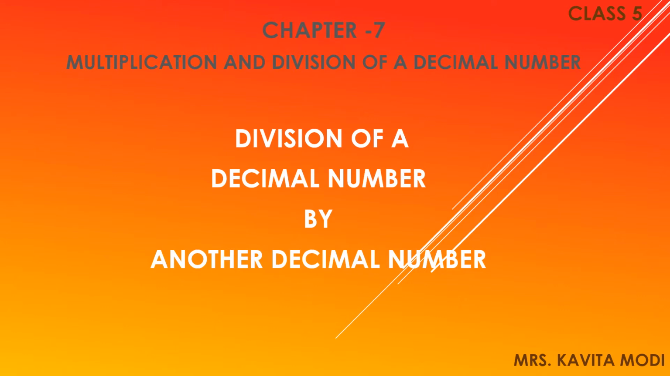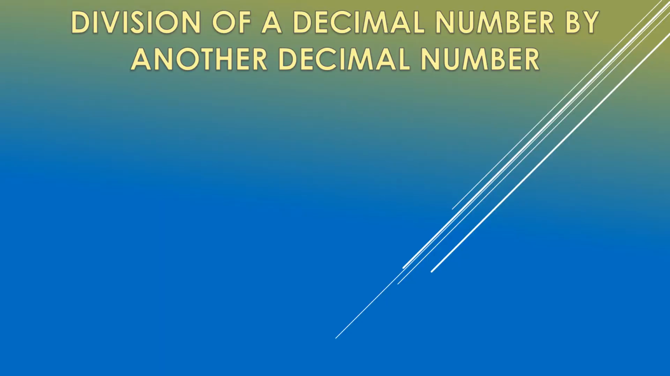Today we are going to continue Chapter 7, Multiplication and Division of Decimal Numbers. In this chapter, our topic is division of a decimal number by another decimal number. Today, let's divide a decimal number by another decimal number.